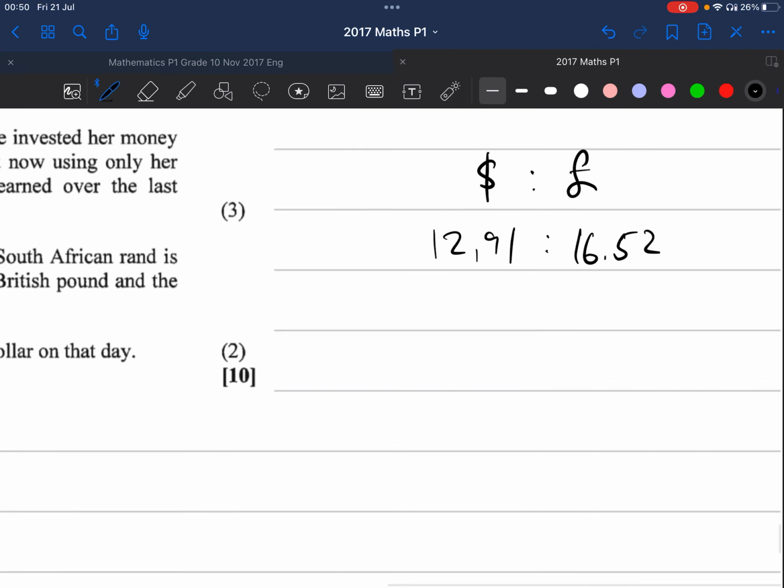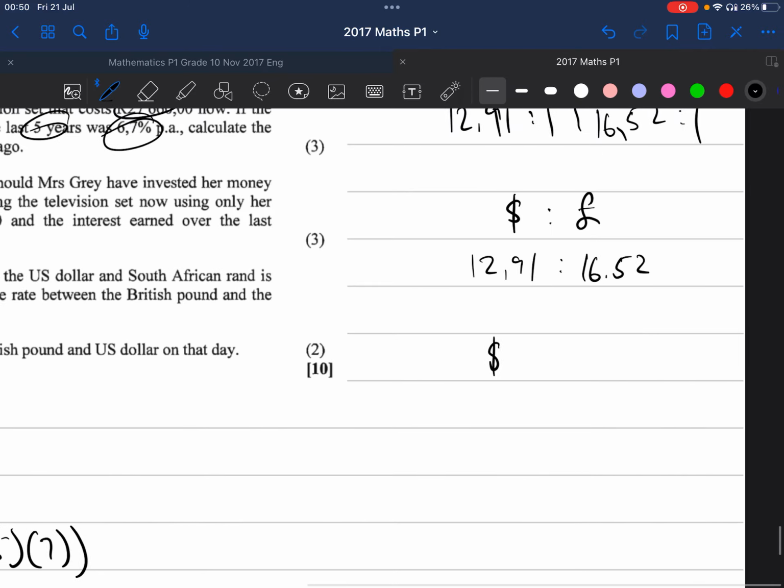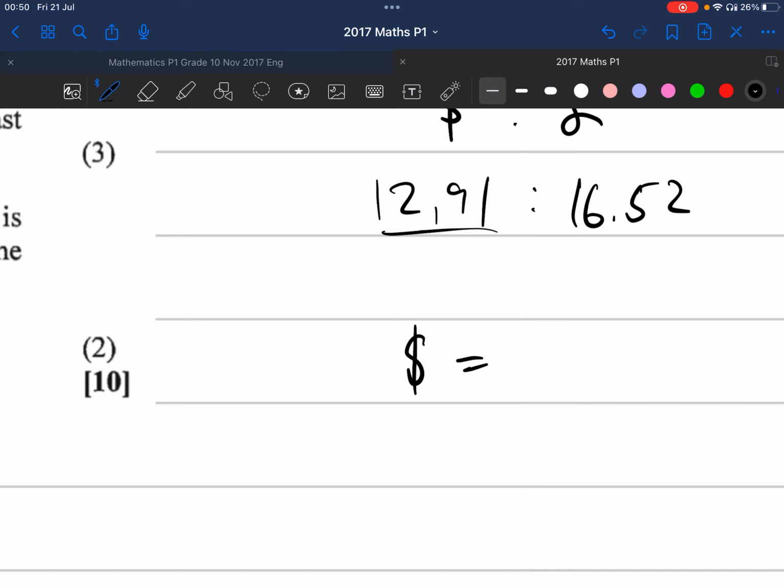And then to get it more as an answer, we can make it 1 is to something. So let's say we want to have what is $1 in terms of pounds. So I can divide both of these now by 12.91. So I'll have $1 on this side is equal to, and then let's put this into the calculator, so 16.52 divided by 12.91 gives us 1.28 pounds.